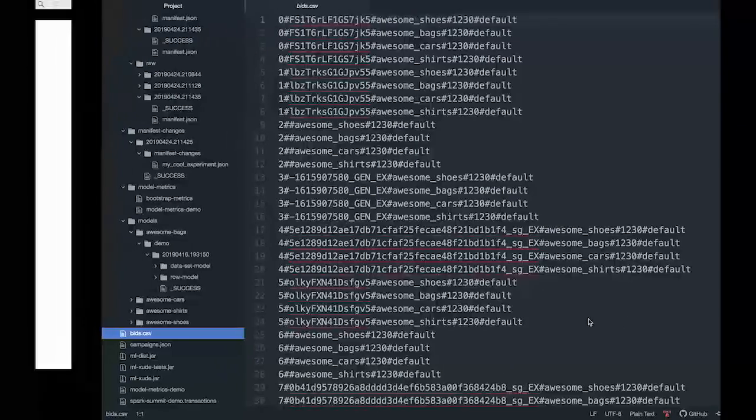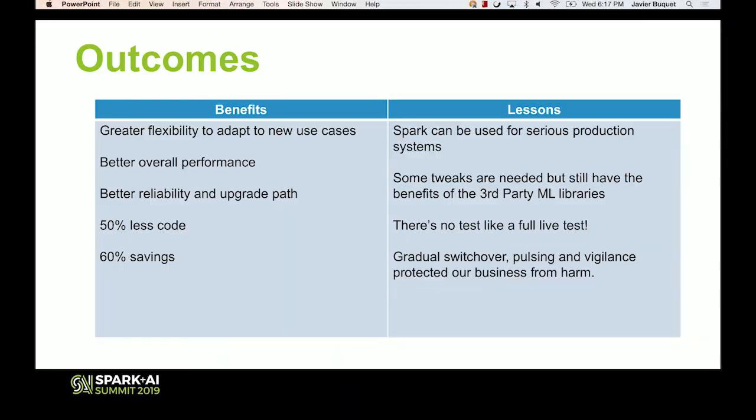Okay, so that's it for the demo, and we have one last slide with some benefits and some lessons that we learned. So of course, as Maximo mentioned, we got better overall performance. We are training quicker and using fewer resources than we were doing before. We have less code because Spark APIs are good for that. I would say better than the Hadoop stuff.